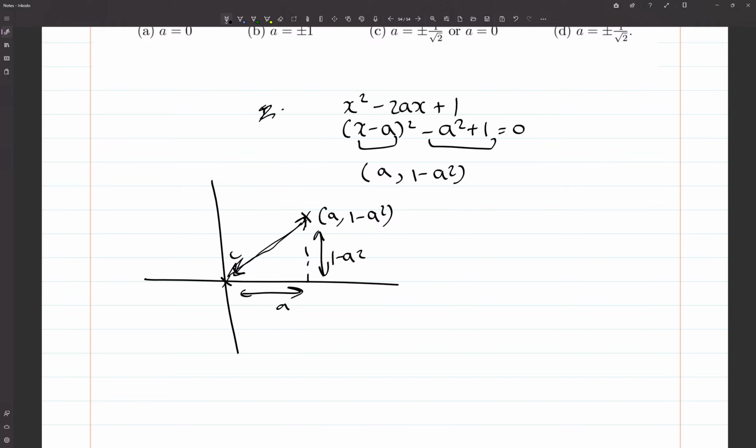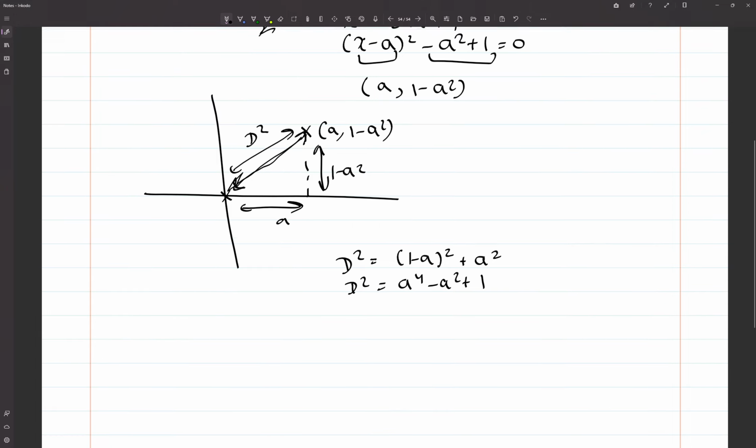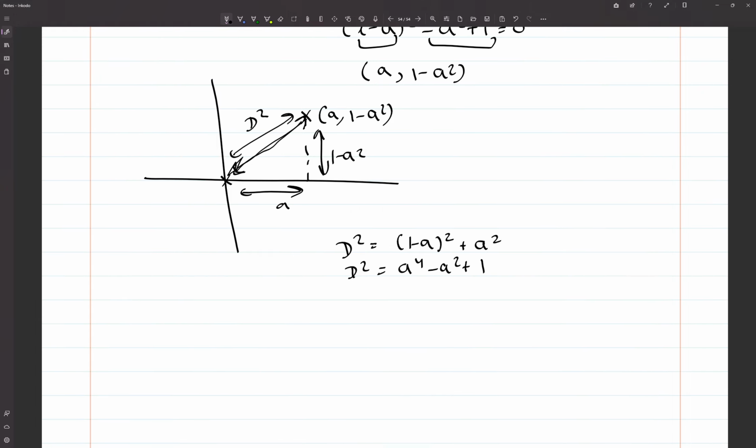So that means my distance squared, let's say d squared, will equal (1 minus a squared) squared plus a squared, right? Then you can expand this out and you'll get this. And now you actually want to minimize d squared. I think the best way to do this is to always complete the square. You can say, okay, d squared will equal, complete the square, let u equal a squared.